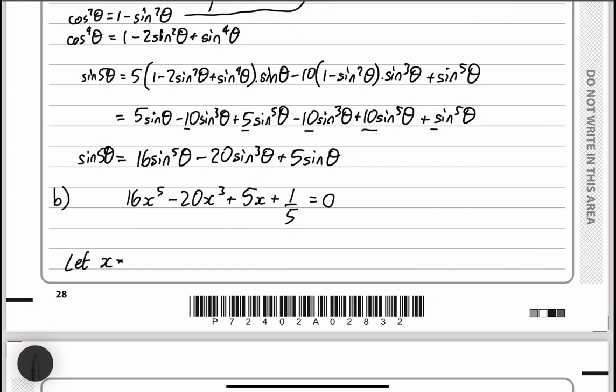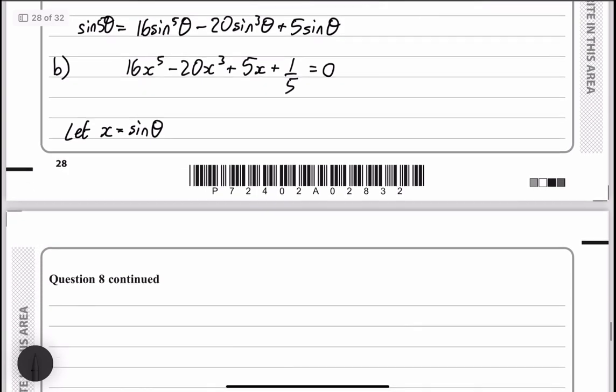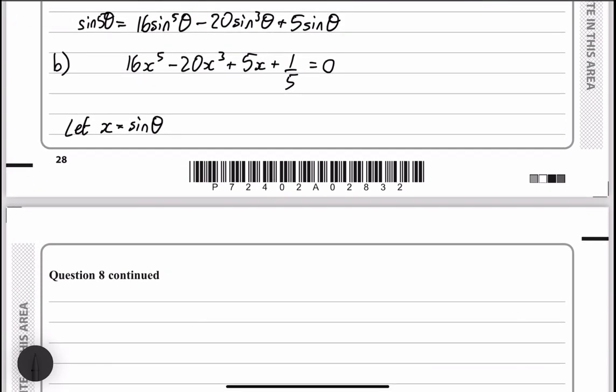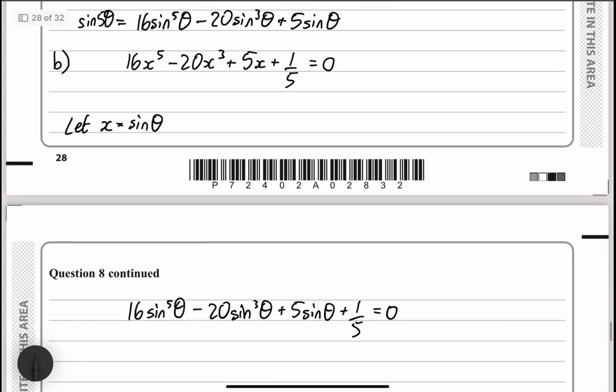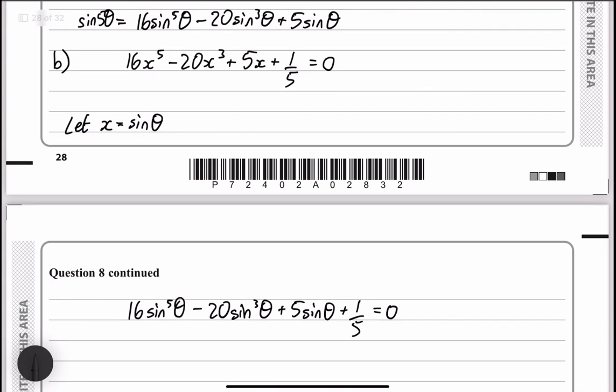Let x equal sine theta. Now we're using the part at the top of the screen there. Oh no, we're not just yet. Let's substitute in first: 16 sine^5 theta, getting ahead of myself there, minus 20 sine cubed theta plus 5 sine theta plus 1/5 equals 0. Now we're using that bit at the top of the screen to change these first three terms into sine 5 theta.